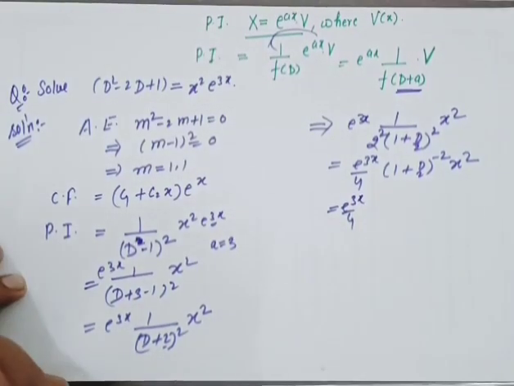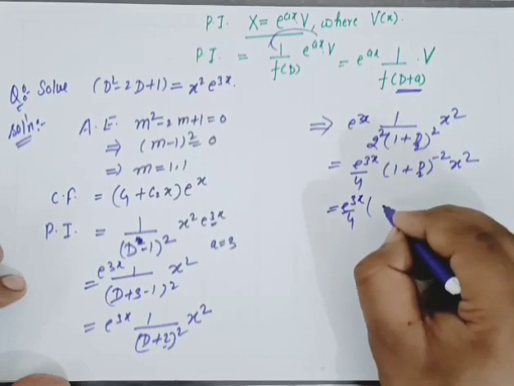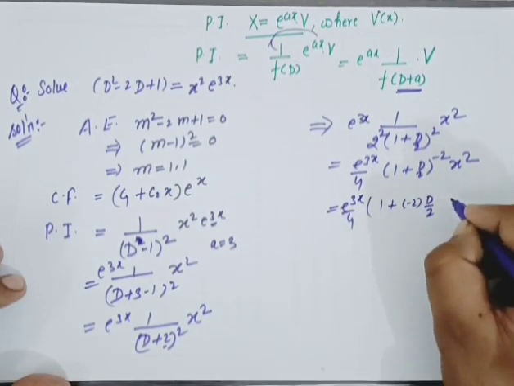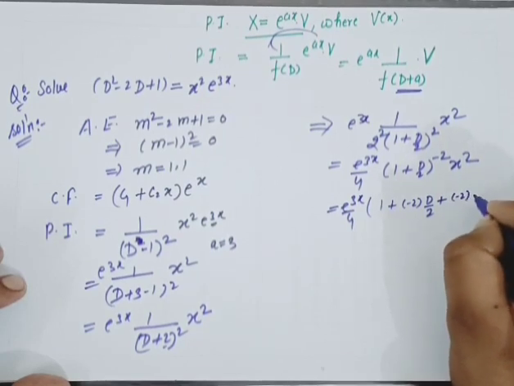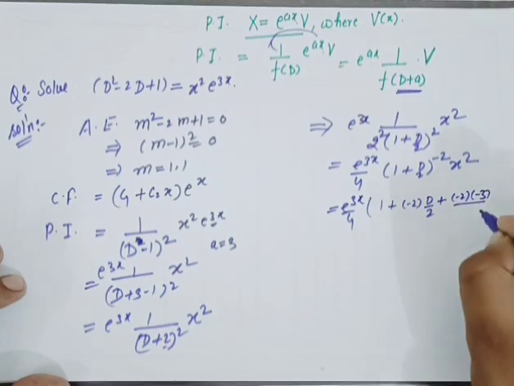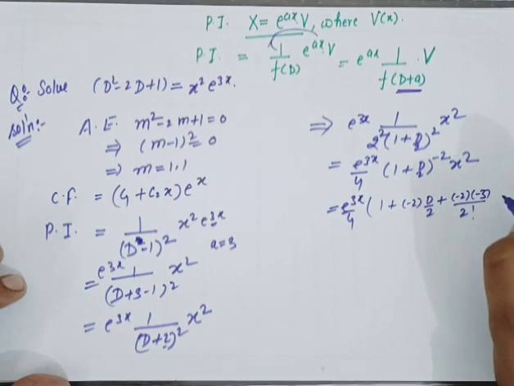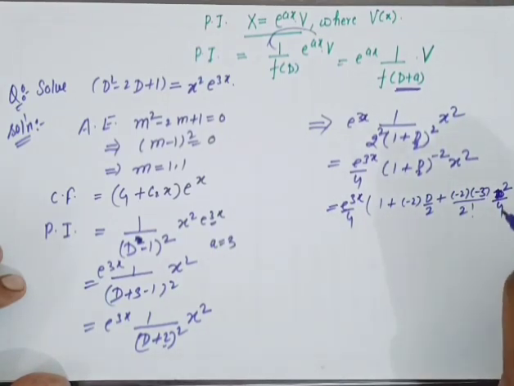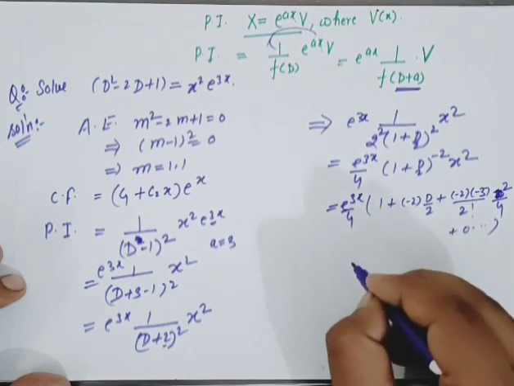So it is e to the power 3x by 4. Now you can apply the binomial formula here, that is 1 plus nx. The value of n is minus 2, so 1 plus nx, where x is D by 2, and then plus n into n minus 1, that is minus 2 into minus 3, divided by 2 factorial, into D square by 4, because we have D by 2, so it will be written as D square by 4. Similarly, for the next term you will have D to the power 3, which will make this term 0, because D to the power 3 on x square will be 0. So all the remaining terms are zeros.